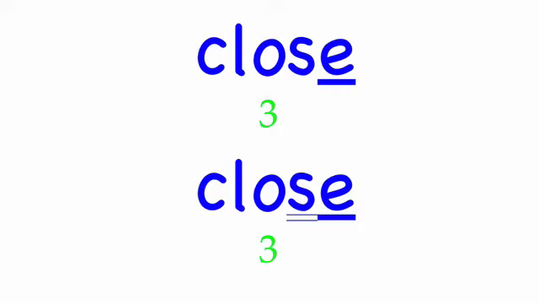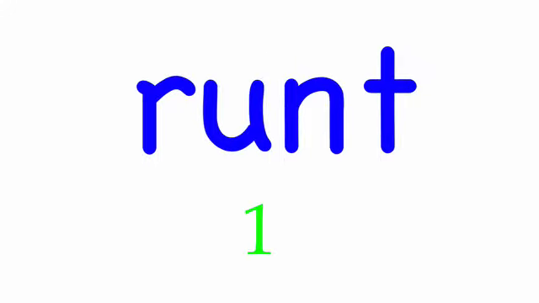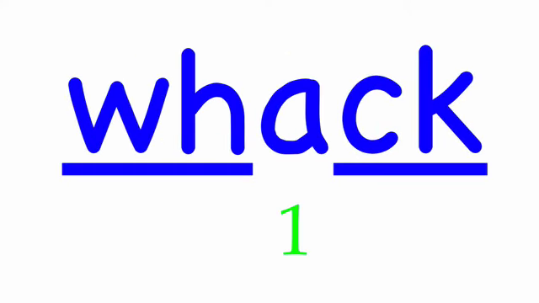The next word is runt. That pup is the runt of the litter. Runt, 4 sounds. R, U, N, T. Runt. Row 8, whack. He hit the ball with a whack. Whack, 3 sounds. W, A, K. Whack.